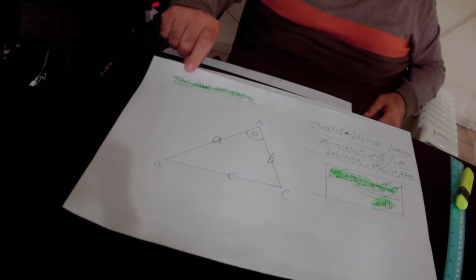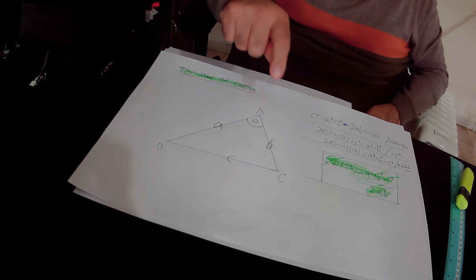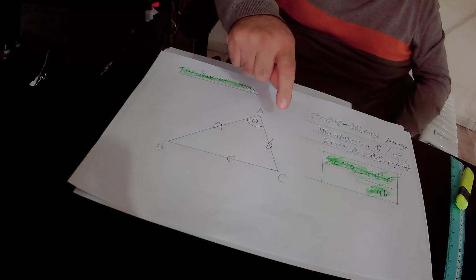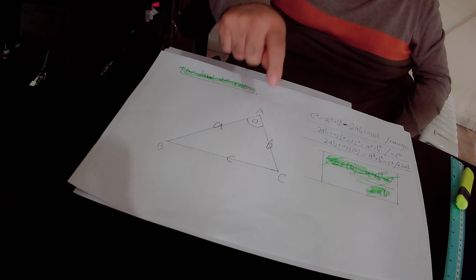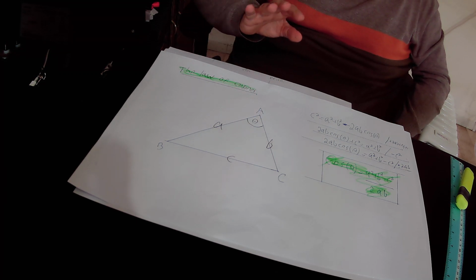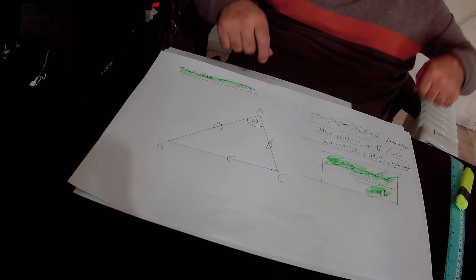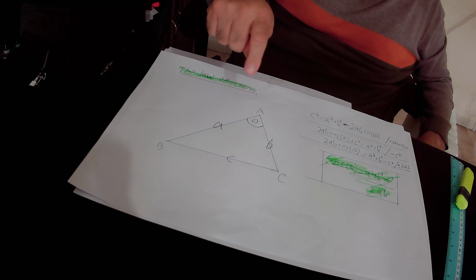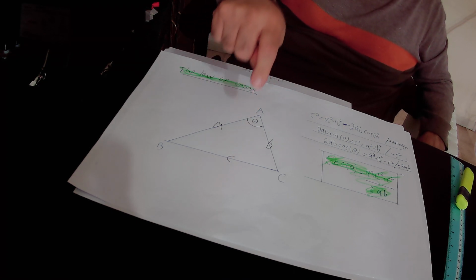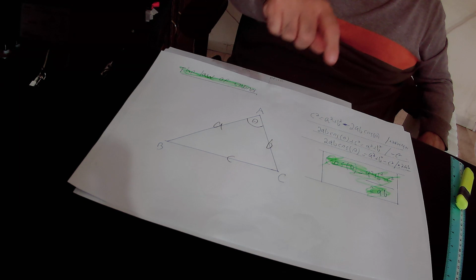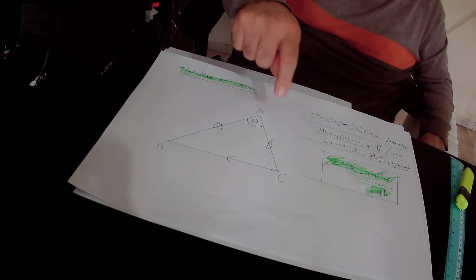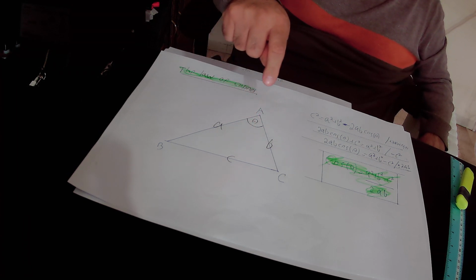Then, according to the law of cosines, C squared equals A squared plus B squared minus 2 times A times B times cosine theta. So from this equation, it is very easy to write that cosine theta equals A squared plus B squared minus C squared over 2 times A times B. Again, cosine theta equals A squared plus B squared minus C squared over 2 times A times B.